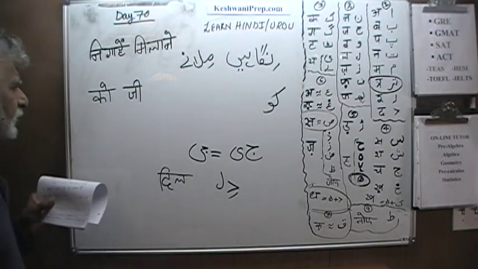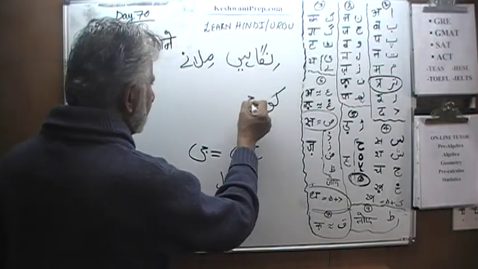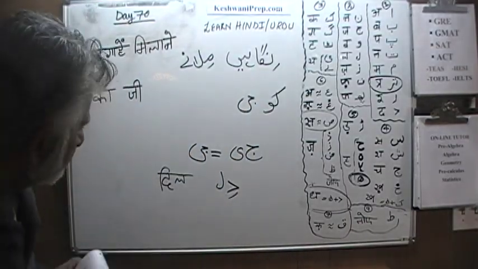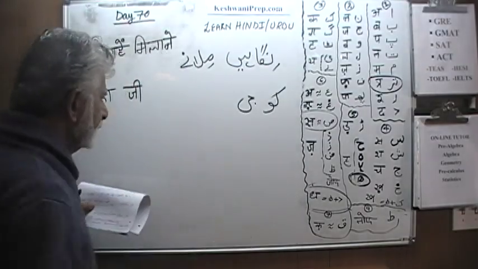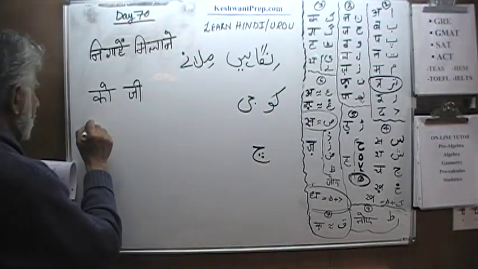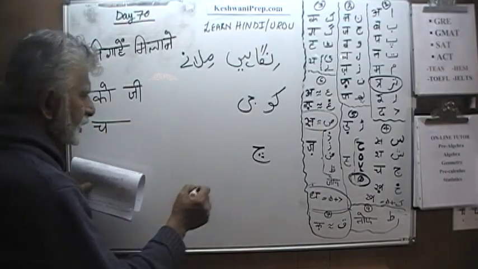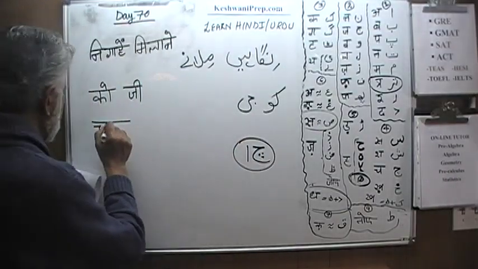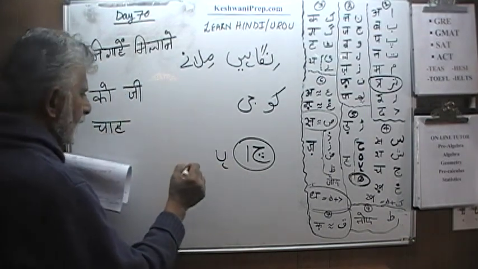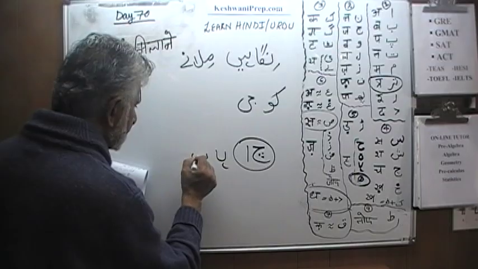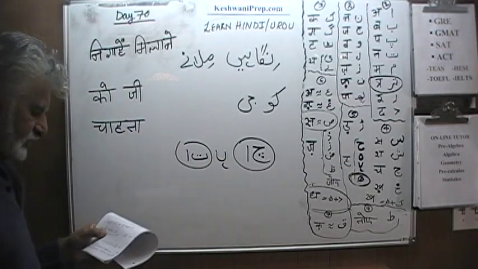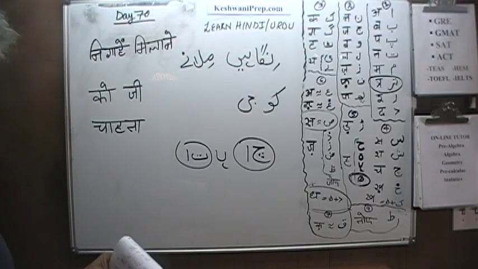Nigahen Milane ko Jee Chahta hai. Chahta. Che, cho. We don't need a cha, we need a cha. Then we need a her. And then we need a te and an alif ta. Now it reads chahata. Chahata means to want.